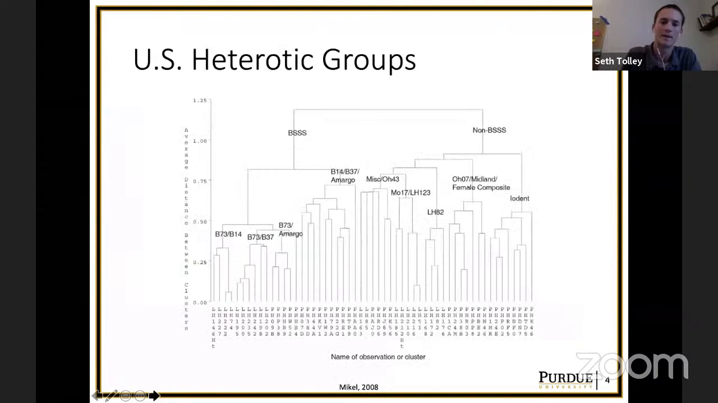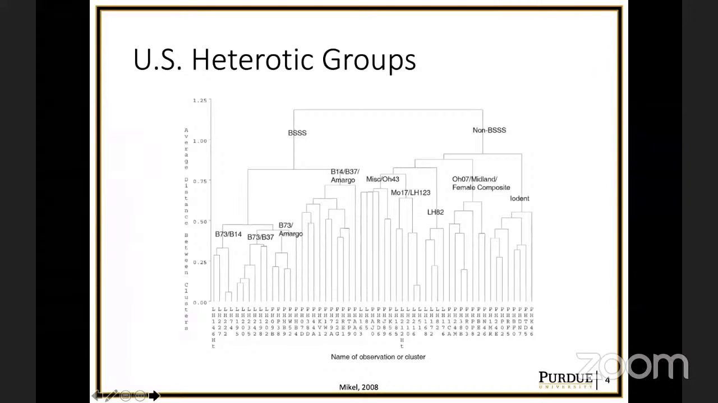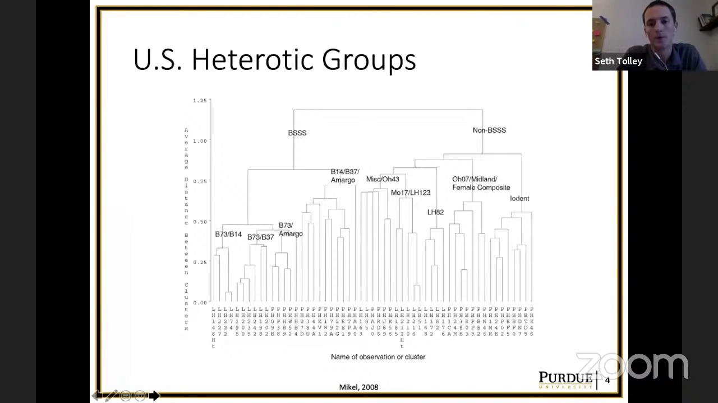So that led US maize breeding to identify and classify these heterotic groups. And you can see that this is generally done in this picture, this cluster analysis done by Michael in 2008 from the University of Illinois, where he shows the separation between the stiff stalks and the non-stiff stalks.